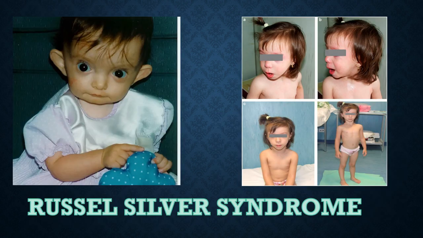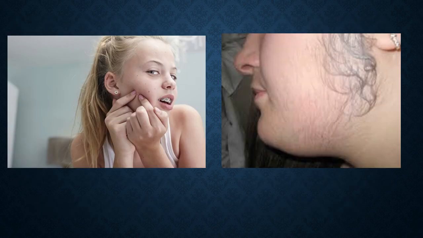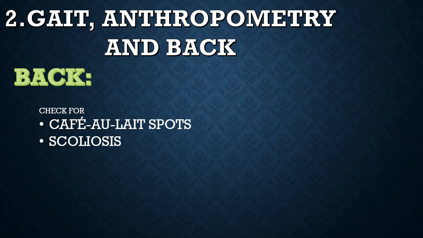This is a baby with Russell-Silver syndrome. They also have precocious puberty. The children who present with Russell-Silver syndrome have precocious puberty mostly. Now you can see the two pictures showing acne and hirsutism.